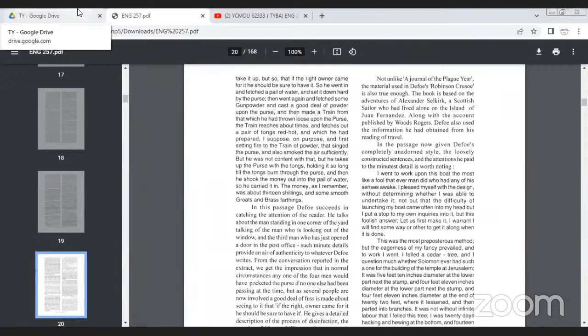In the passage now given, Defoe's unadorned style, the loosely constructed sentences and the attention he paid to minute detail are worth noting.